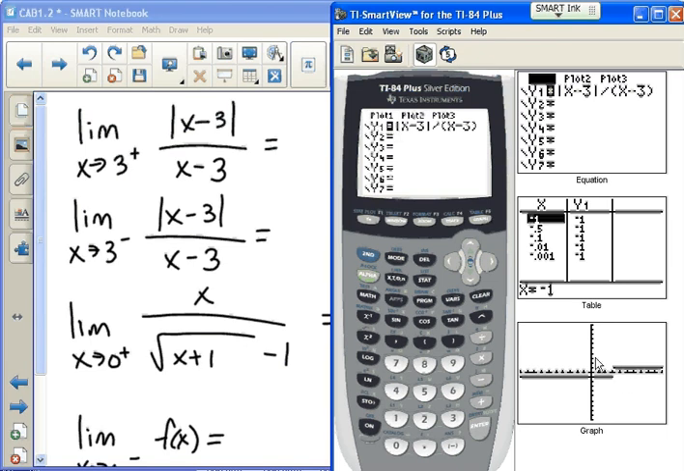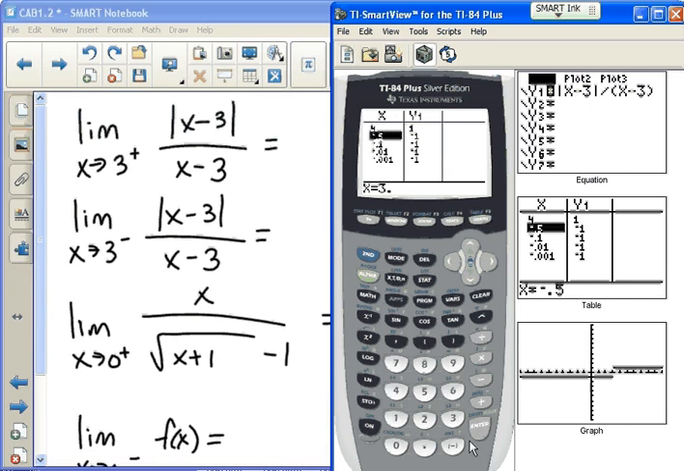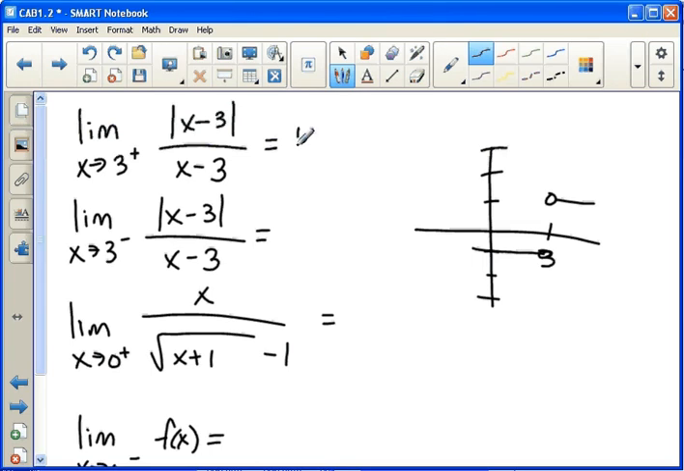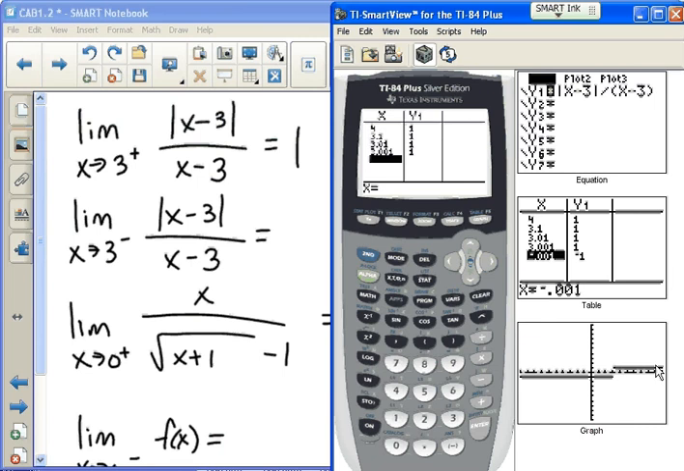So let's go to the table. Now 3 from the right hand side. So that would be like 4 and then 3.1, 3.01, 3.001, and I'll stop there because it's pretty clear that the limit is going to be 1. So I get a limit of positive 1 when I approach it from the right-hand side. Again, from the right, meaning I'm over here to the right. Here's x equals 3, but I start to the right of it and move towards it.